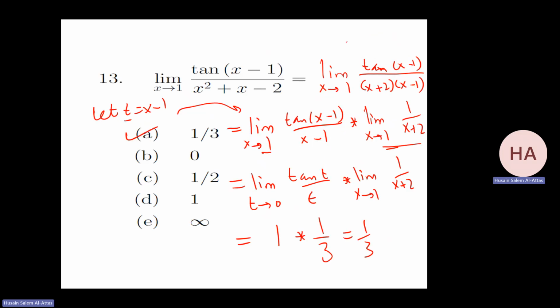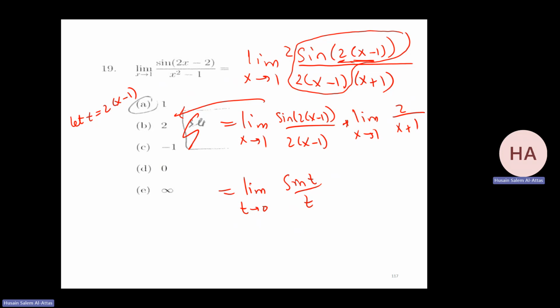Now, why do I have t or theta? Sometimes it's theta, no problem. These are just dummy variables. The limit as x goes to 1 of 2 over x plus 1 is 2 over 1 plus 1. So the answer is 2 over 2, which is 1.